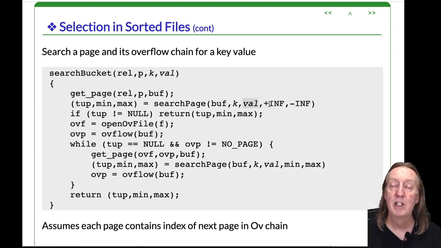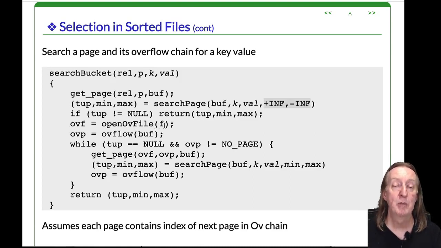we initialize the min value and max value to plus infinity and minus infinity, so that we're guaranteed, assuming there are any tuples in the page, which I guess we could have checked, that we're going to set values for the min and max. Alright, if we find the tuple, once again, then we return the tuple and the min and max values. Otherwise, we start looking in the overflow chain.